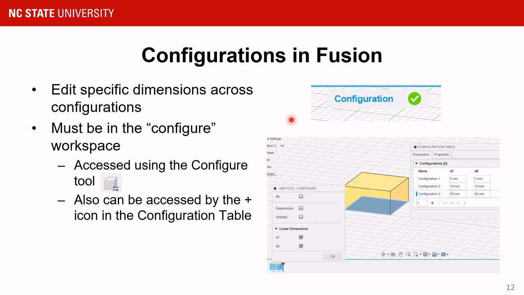So I'm going to walk through this in Fusion, but basically what we'll do is create a simple box, and then edit specific dimensions across the different configurations. When you're selecting the dimensions or features to configure, you'll notice that you're in this configure workspace. You'll see a blue outline around your workspace and this configuration button at the top. This prevents you from changing any dimensions that are not going to be configured. It only lets you select what dimensions you want to be configured dimensions.